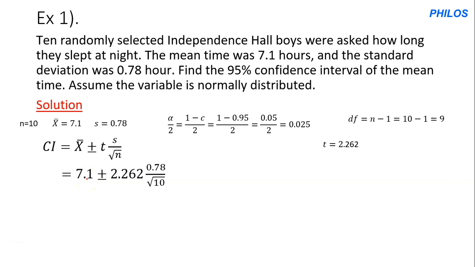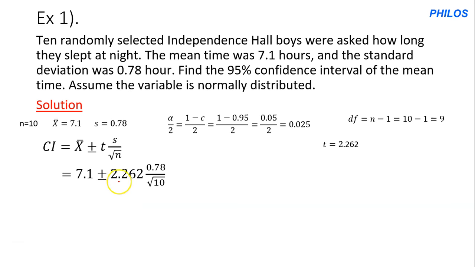So let's substitute. Since x bar is 7.1, we replace x bar with 7.1. And then our t-score was 2.262, so we replace the t here with 2.262 times the sample standard deviation, which was 0.78. So we substitute it there, and then divided by root n. Our sample size was 10, so that will be root 10.